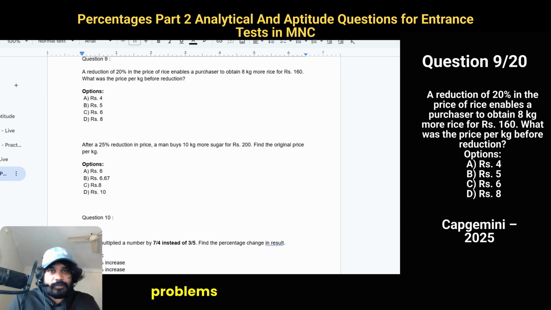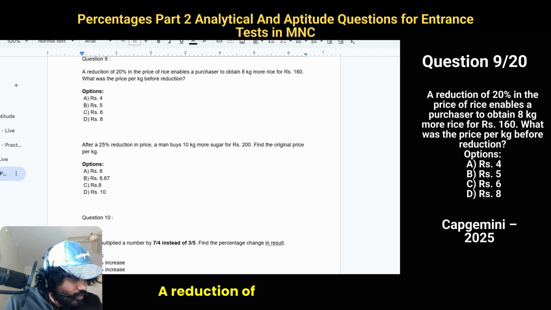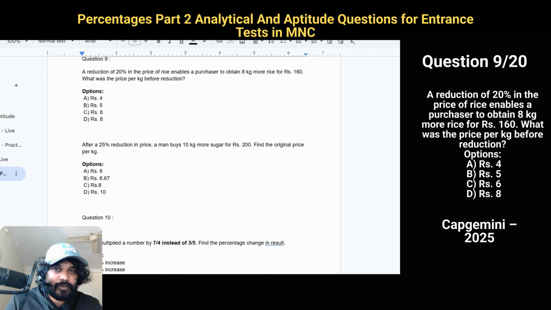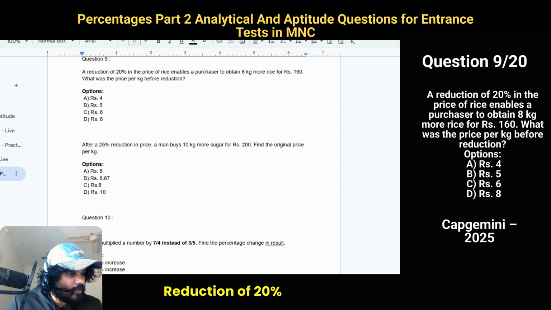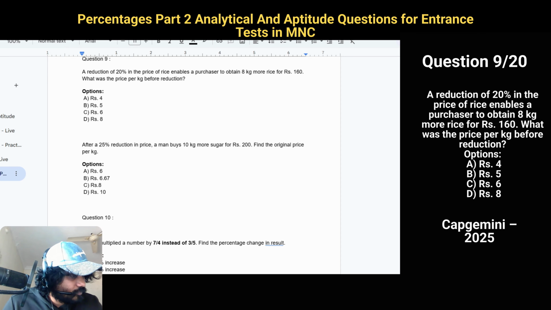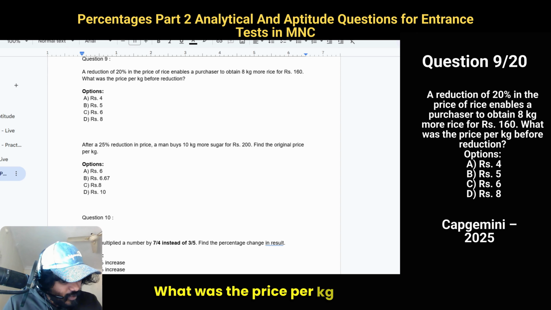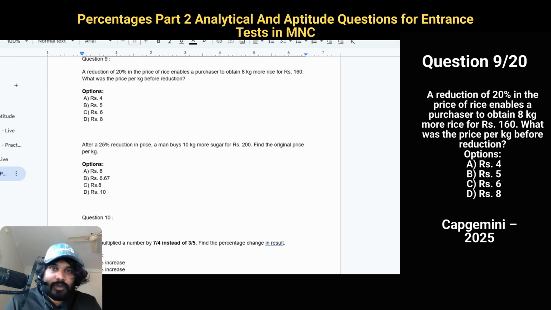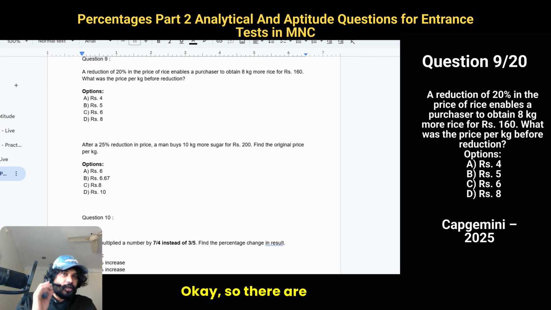This is one of the trickiest problems that you will see. A reduction of 20% in the price of rice enables a purchaser, someone purchasing it, right, to get 8 kg more for 160 rupees. What was the price per kg before reduction? Okay, so there are two ways of doing it.